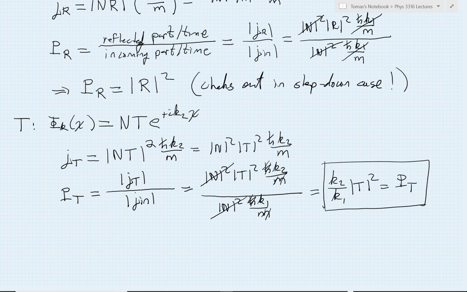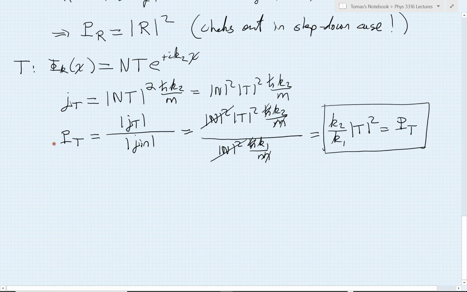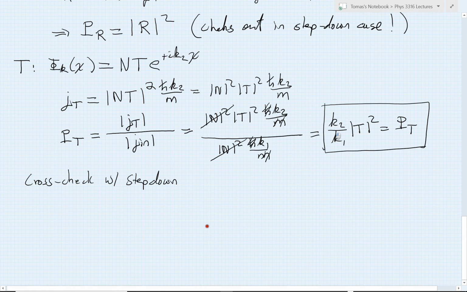Before we leave these probabilities, I'd like to do one final cross-check that we've calculated this thing properly. And then we will move to a new topic. So, if I want to cross-check this, I can cross-check it with my example. And this is very useful with the step-down example, because we have this mysterious new factor, k2 over k1. It would be nice to see that it actually plays the role that it needs to.